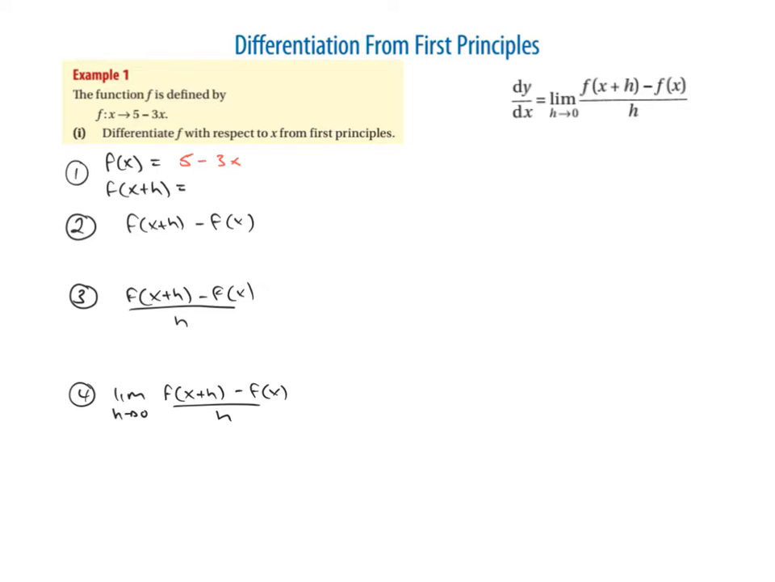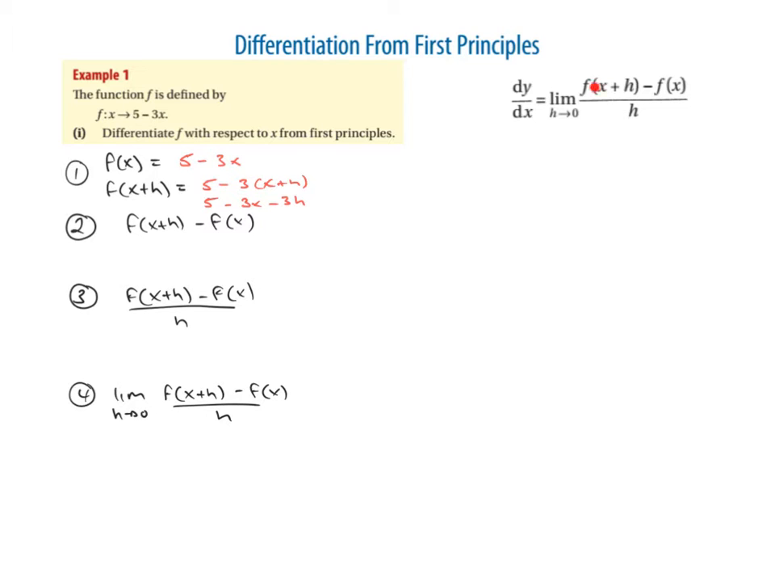The next thing we do is we put x plus h through this original function. So wherever I see an x in this function, I'm going to replace it with x plus h. So you can see here what I'm going to end up with now is 5 minus 3, and wherever I see that x, it now becomes x plus h. So just put a bracket, x plus h. And we'll multiply that out because we're going to need it later. So 5 minus 3x minus 3h.